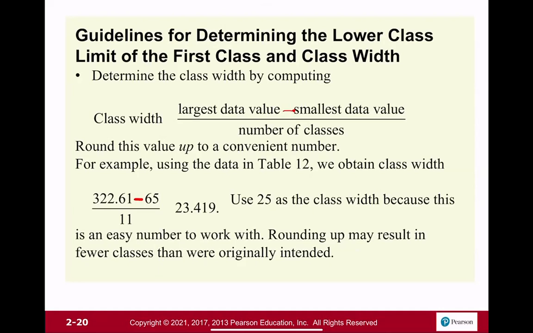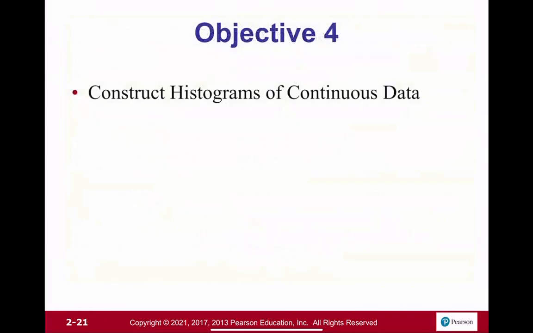So 23.419 isn't a pretty number. So what they ended up using was 25. So 25 is a lot easier to work with than that 23.419. Because this is an easy number to work with. So rounding up may result in fewer classes than you originally intended. Rounding down is going to result in maybe a couple more classes than you intended. So again, not an exact science, but you could kind of go off of this.